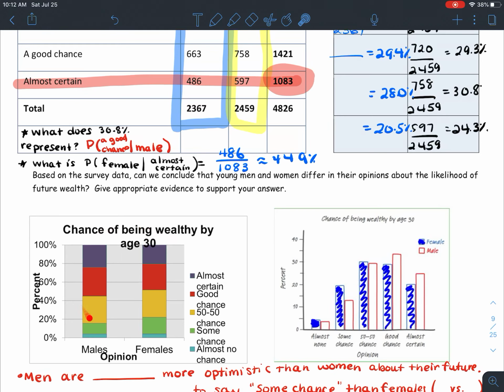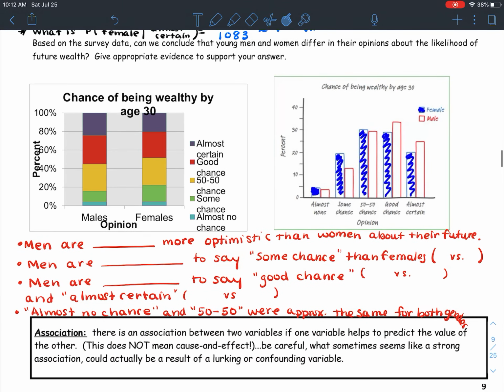What you would look for in a segmented bar chart is whether the areas of these colored sections are the same. I think it's a little easier to distinguish over here looking at the side-by-side bar chart, but the green you can really tell. There's a significant difference in area, which was the some chance category, which is what I was referencing here. There was a difference.